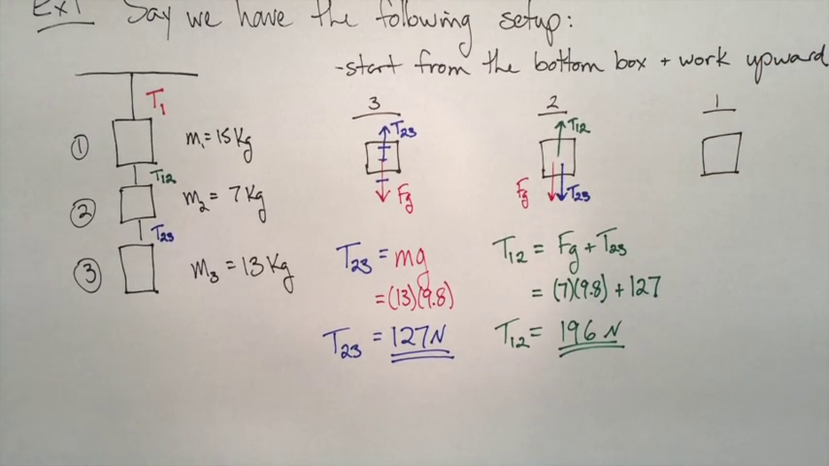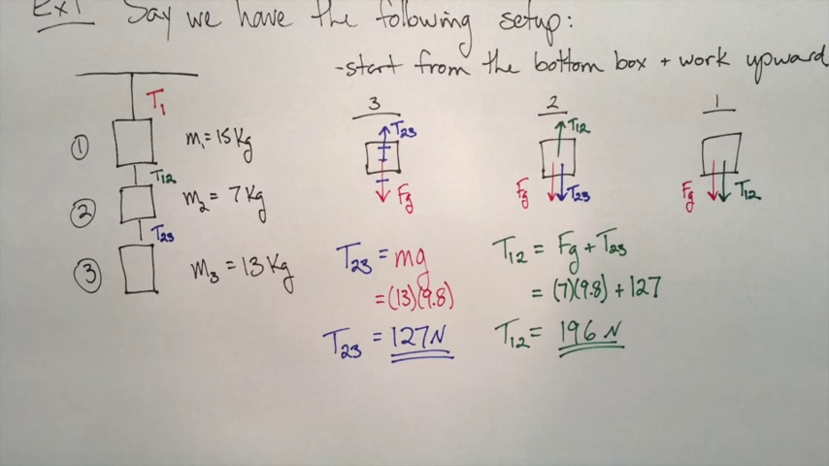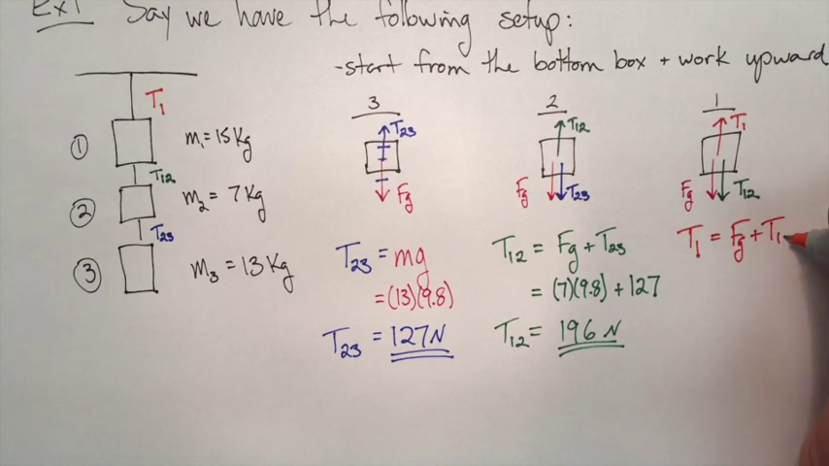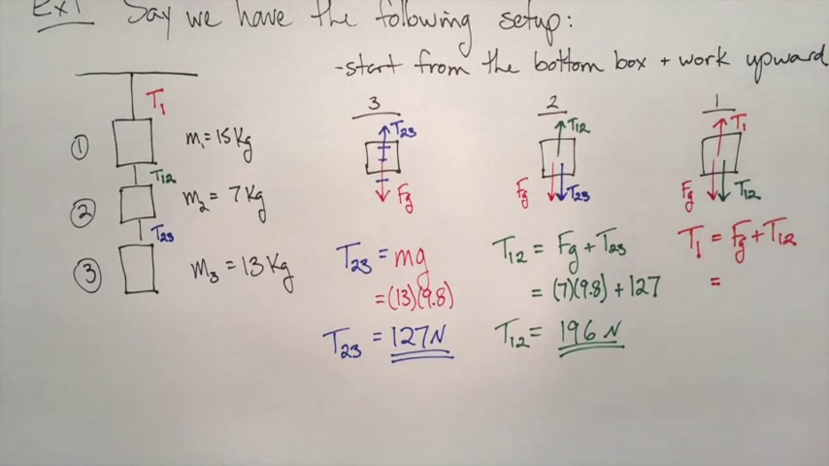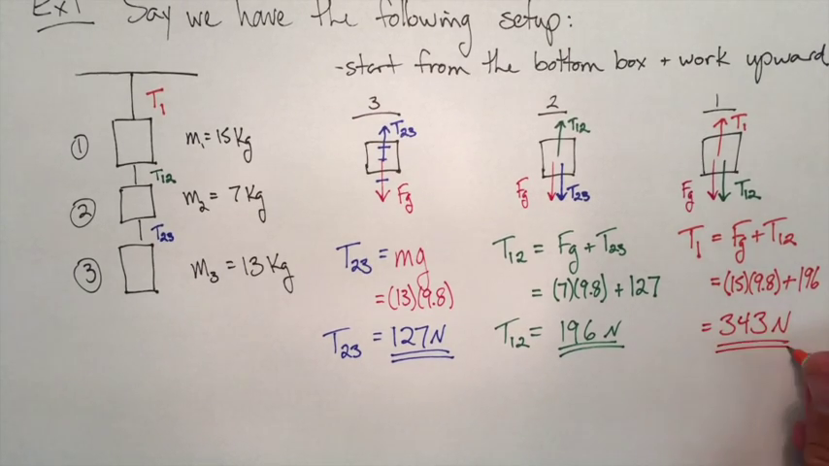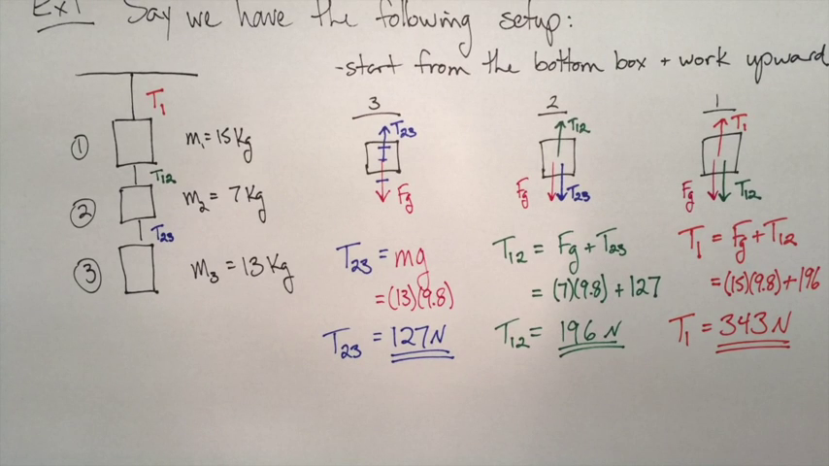Last box here, again, free body diagram. There's Fg, there's T12 pointing down, and then there's T1 pointing up. They're balanced, so we'll write that down. And sub in our values, so the mass of the box, 15, times 9.8 plus 196, that was from our last equation, and we get 343 newtons. Notice here, right, as the tensions go from the top to the bottom, they get less and less and less, which makes sense.